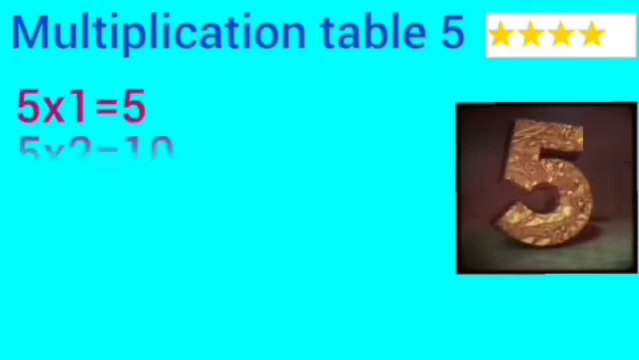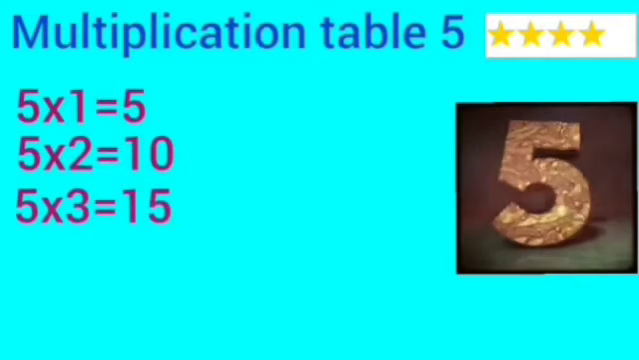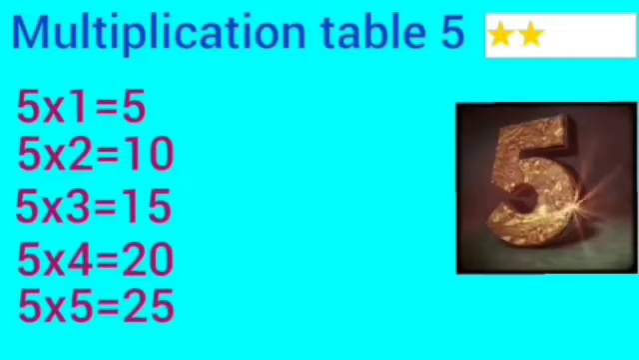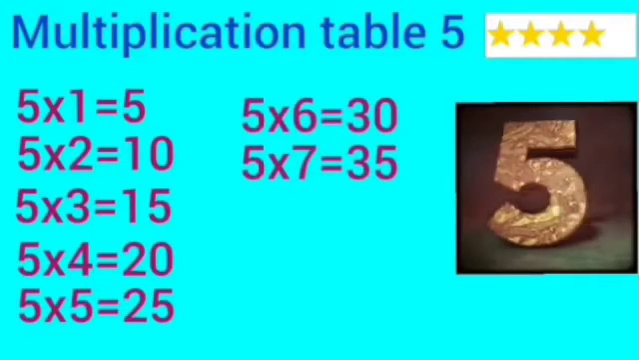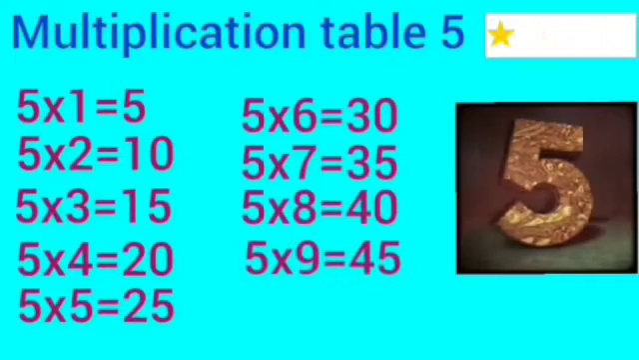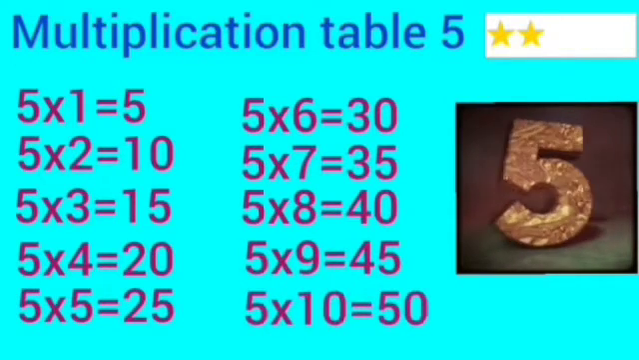Children, now we can learn multiplication table of 5. 5 ones are 5, 5 twos are 10, 5 threes are 15, 5 fours are 20, 5 fives are 25, 5 sixes are 30, 5 sevens are 35, 5 eights are 40, 5 nines are 45, 5 tens are 50.